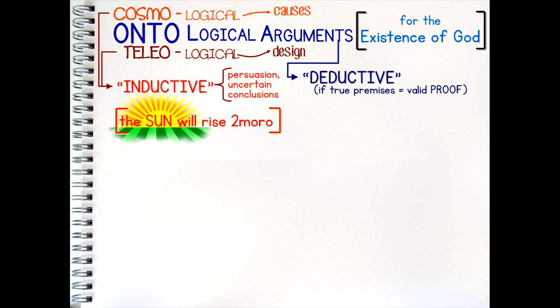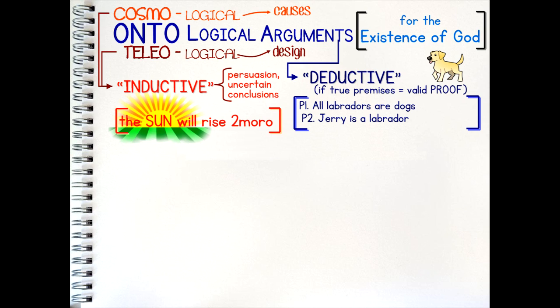Here's a simple example of a deductive argument. Premise 1, all Labradors are dogs. Premise 2, Jerry is a Labrador. Therefore, I conclude that Jerry is a dog. If premise 1 and 2 are true, my conclusion must also be true, as this is a valid deductive argument.